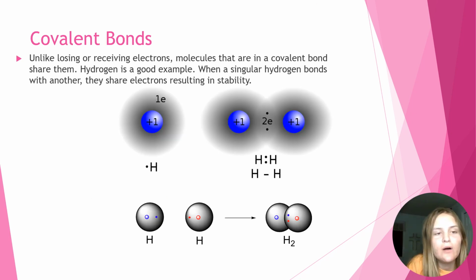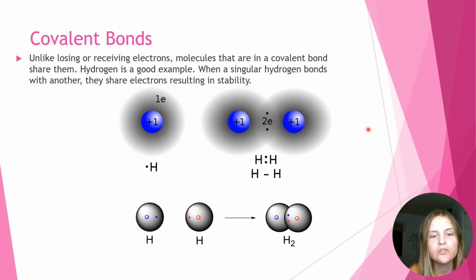Okay, so a different type of bond, you have your covalent bond. Unlike losing or receiving electrons, atoms that are in a covalent bond share them. Hydrogen is a good example. When a single hydrogen bonds with another, they share electrons, resulting in stability.